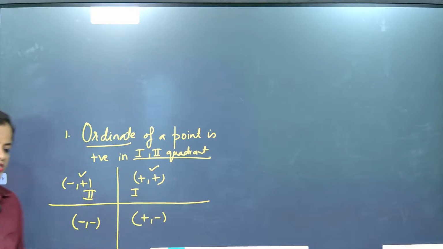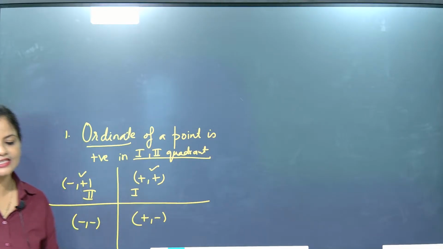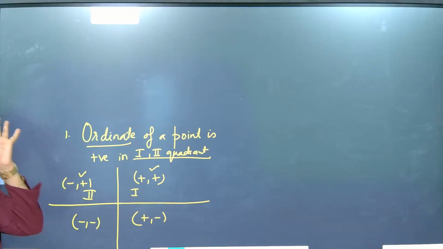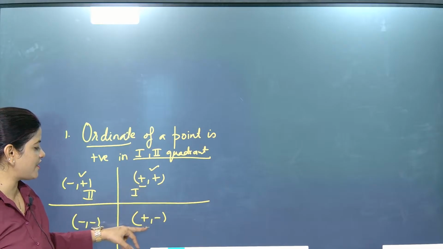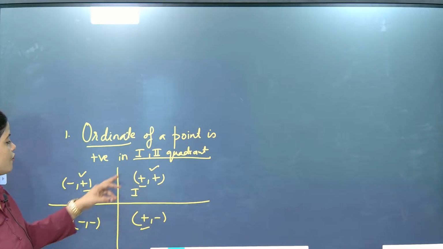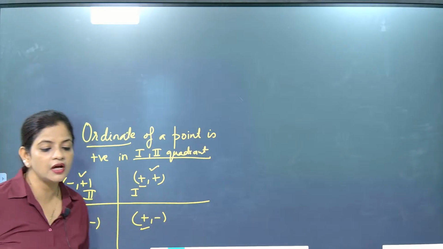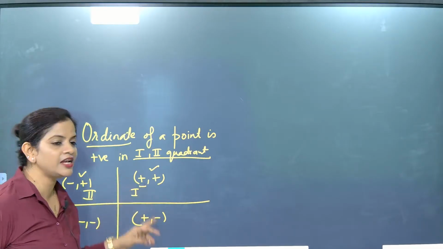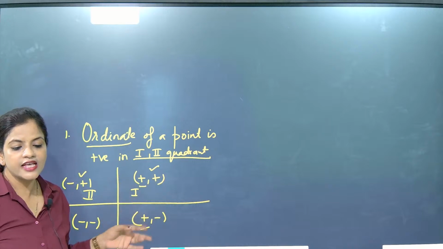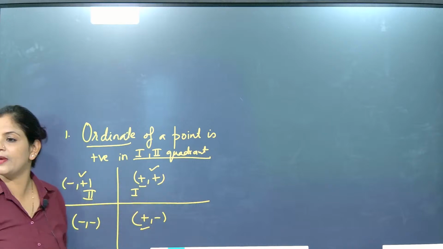So understood now? Come on children, say, did you understand this one? Understood nicely, beta? It is coming positive in first and second quadrant. So if somebody asks you about ordinate, that means first and second quadrant. Where is abscissa positive? Abscissa means x-axis. The value of x-axis is positive in which quadrant, Bhavya? The value of x-axis is positive in first quadrant and fourth. So if you reverse the question also, you will be able to answer now.